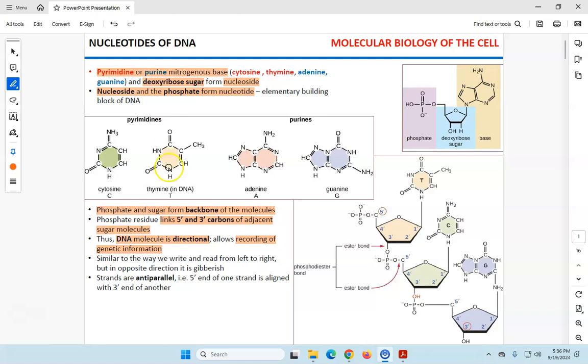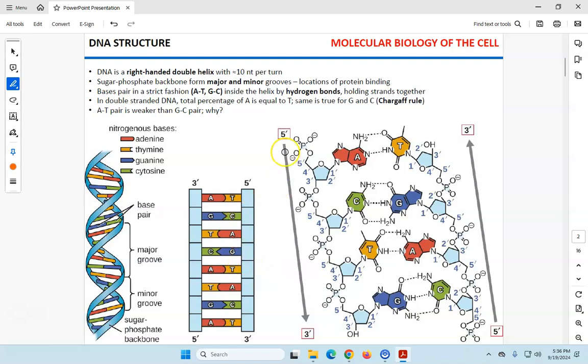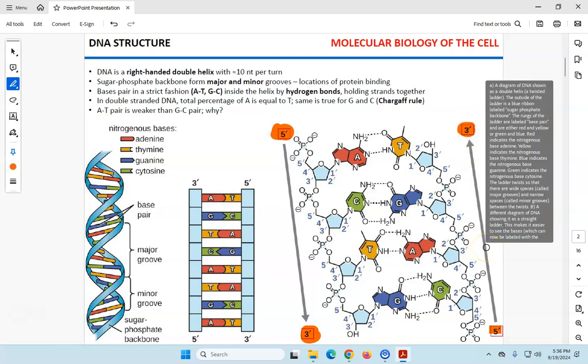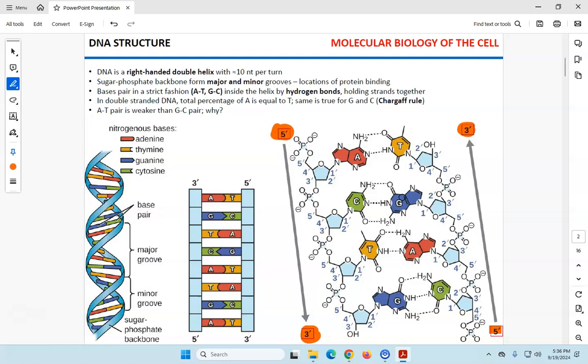Now here, strands anti-parallel, which means, well, next slide will explain what it means. So if you look at this image on the right, okay, so this is 5' end, this is 3' end, so in some way this strand goes from top to bottom. The second strand in this image goes from bottom to top. Okay, can you see that? All right, so that means they are anti-parallel.